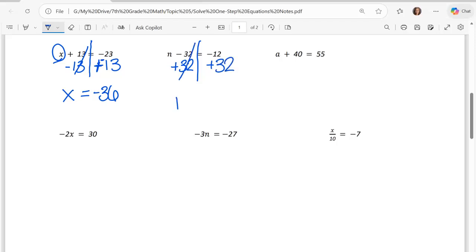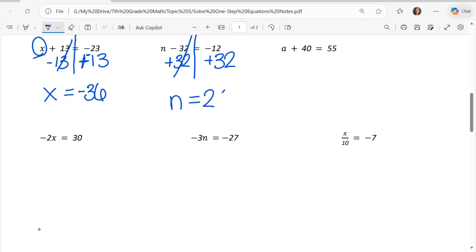32's cancel out. I'm left with n equals negative 12 plus 32. Careful, that's a negative 12 and a positive 32. So that would be positive 20. Oh, sorry, positive 20. Okay, draw your line.